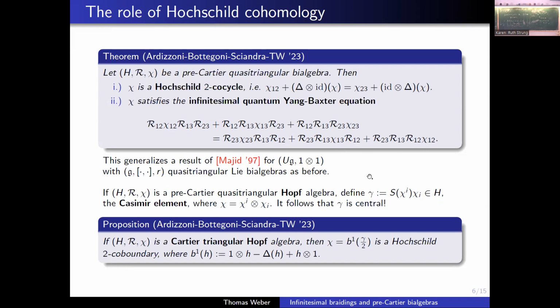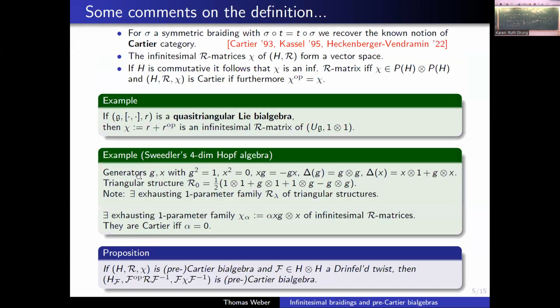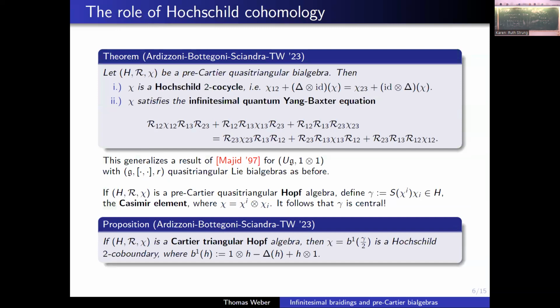In the example, starting from a quasi-triangular Lie bialgebra, G bracket R, for those examples here, the chi is just the sum or the symmetrization of your small r. But here this theorem is for the general setting.